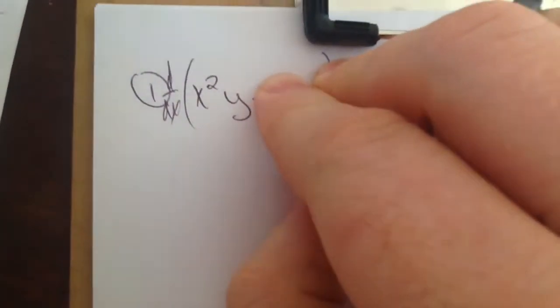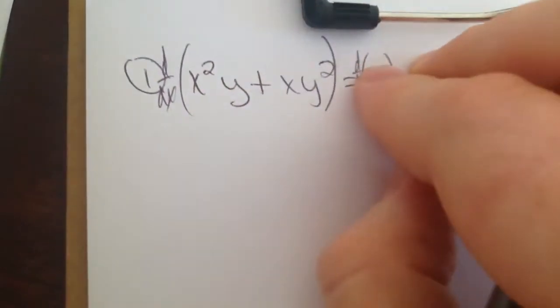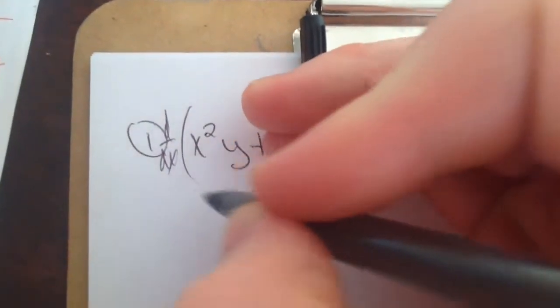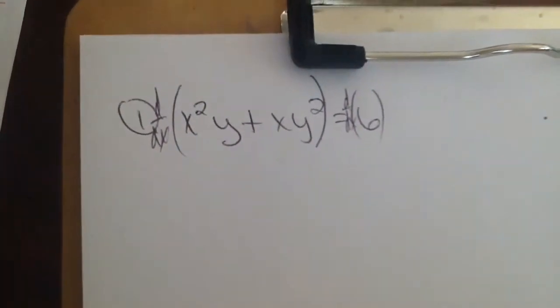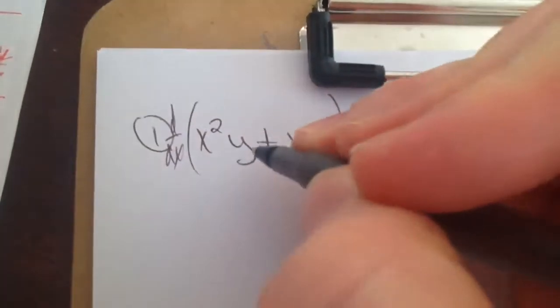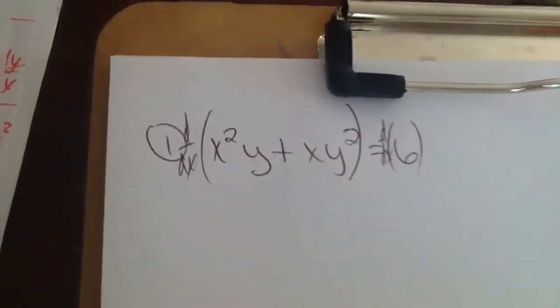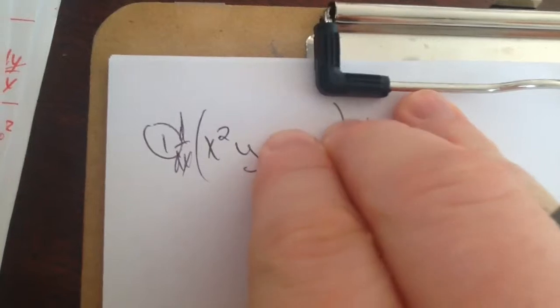Right now I'm just focusing on that x squared times y. We'll get to this stuff later. Remember, product rule is just uv prime plus vu prime, or derivative of the first times the second plus derivative of the second times the first. So here we go. The derivative of x squared is 2x.